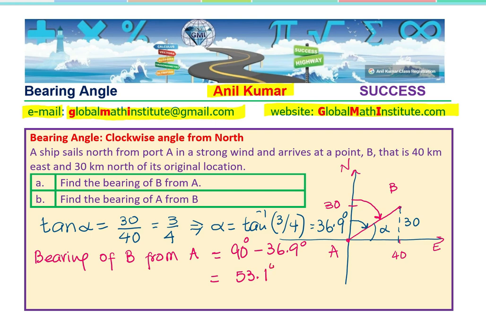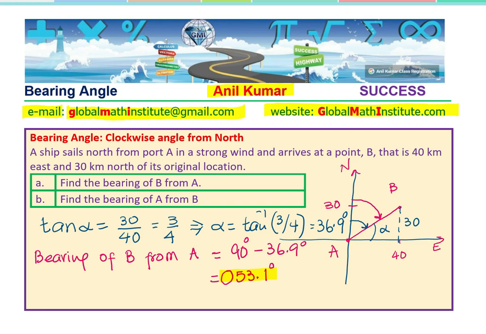So the bearing angle is 53.1 degrees. However, remember, whenever you write a bearing angle, we have to write three digits. So the answer will be 053.1 degrees. So that becomes the bearing angle of B from A. Makes sense, correct?